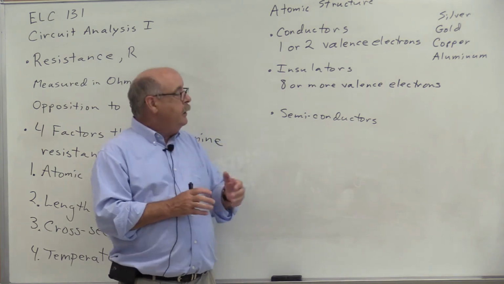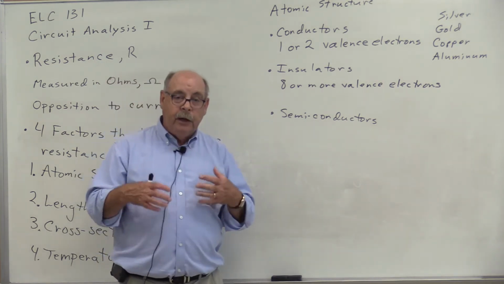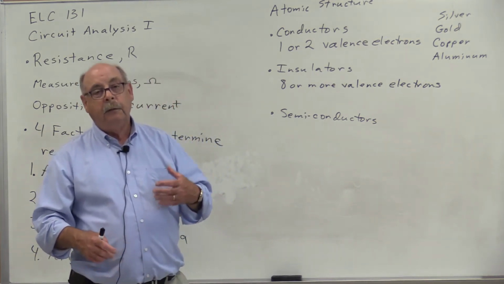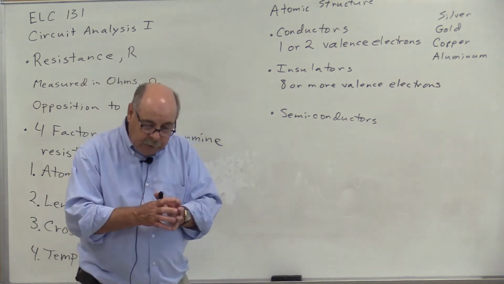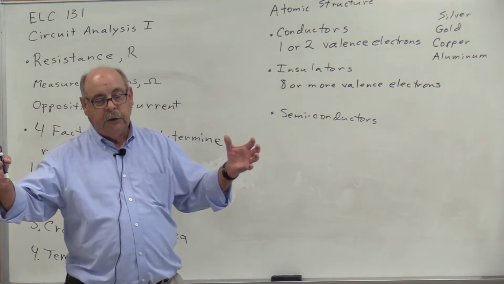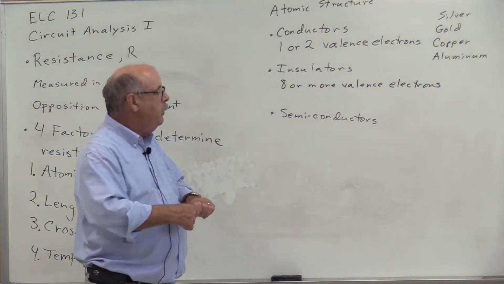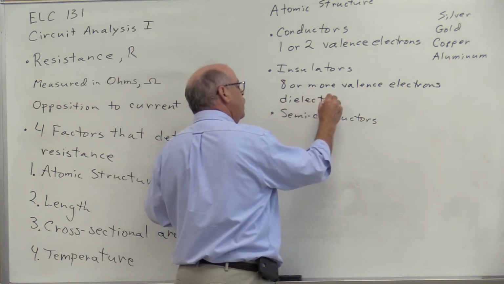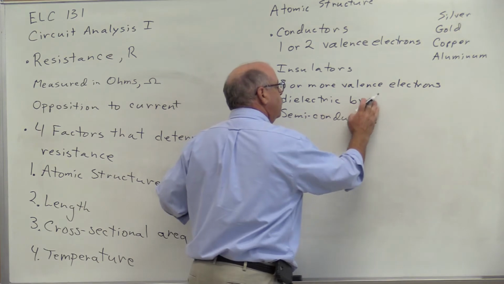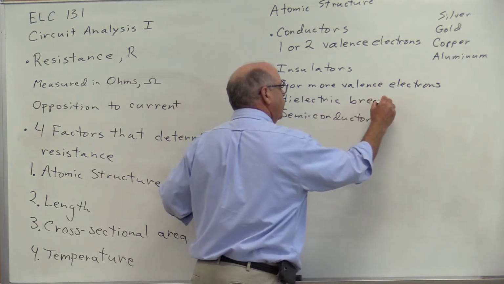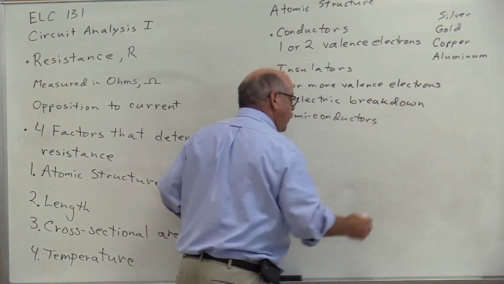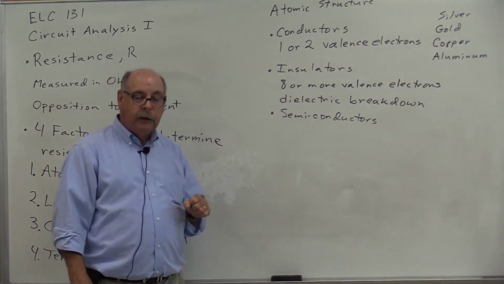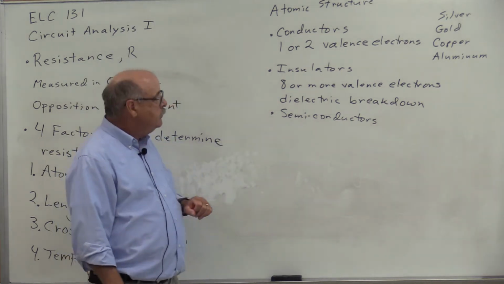Now, don't assume that insulators cannot conduct, because if enough potential difference is applied across an insulator, we can get the electrons to be knocked loose from these valence shells and conduct. So there is what we call a dielectric breakdown, where if the voltage is great enough, we can actually rip electrons loose from the valence orbit and cause conduction.